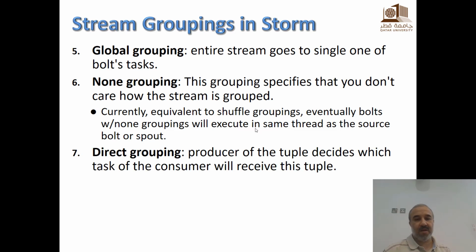Direct grouping. So in direct grouping, the producer of the tuple decides which task of the consumer will receive this tuple. Okay, so this is very general, very flexible. For each tuple, you can specify which task. That's the most general grouping that you can have. And don't ask me why we need that. There might be an application for that.